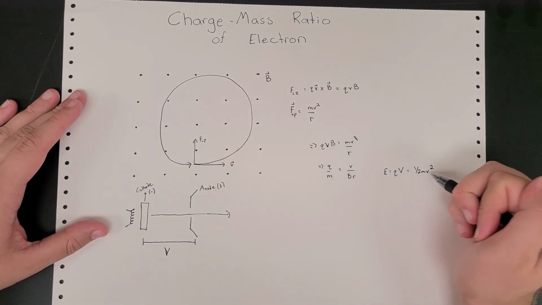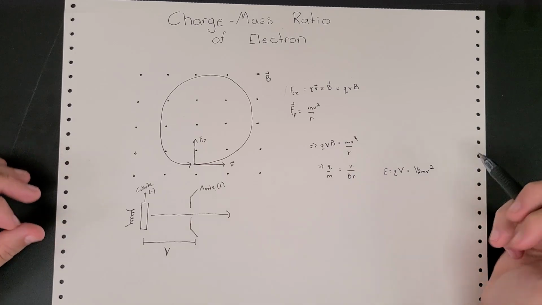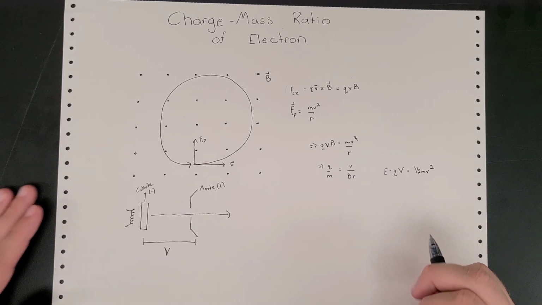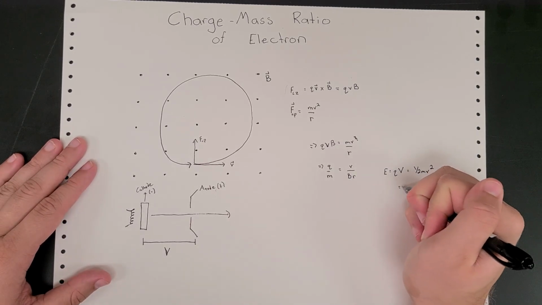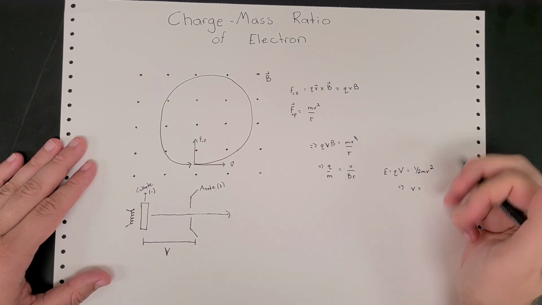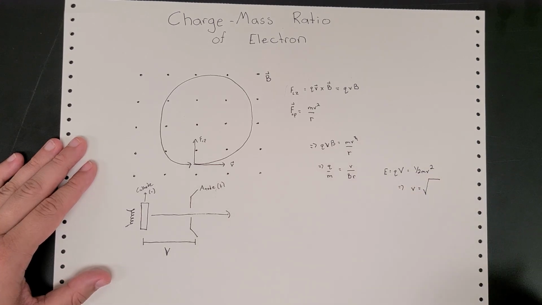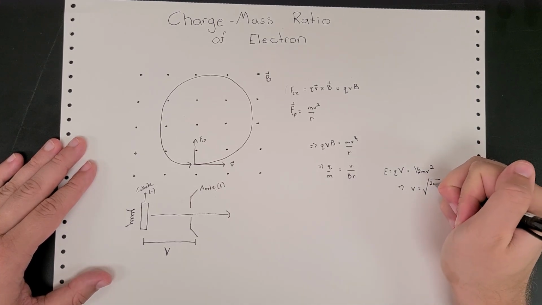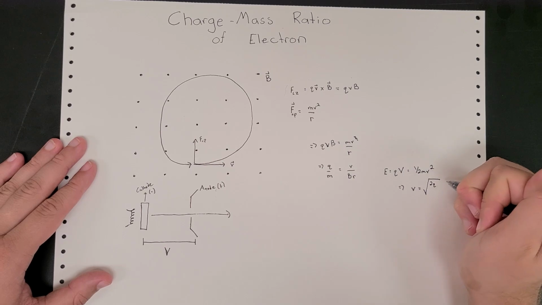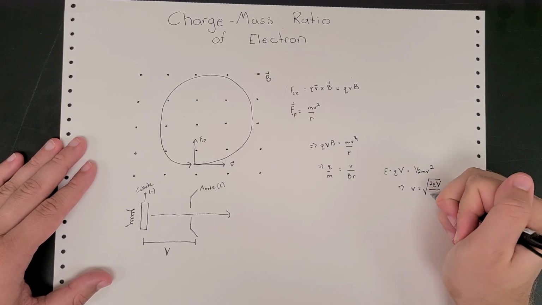From this equation we can now determine velocity in terms of other things that we're trying to look for. If we solve this for velocity, we're left with v, lowercase v for velocity, is equal to the square root of 2q, capital V, the potential difference, over m.